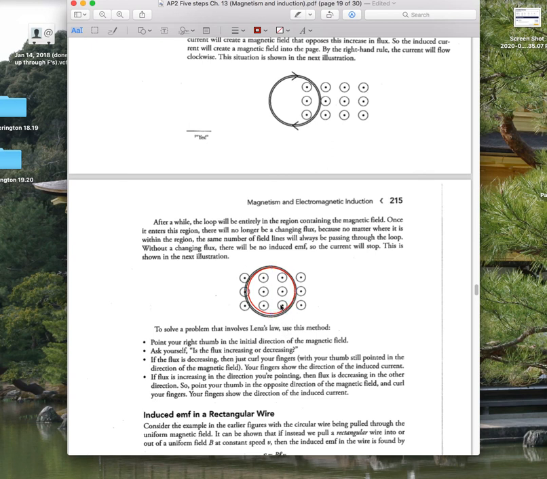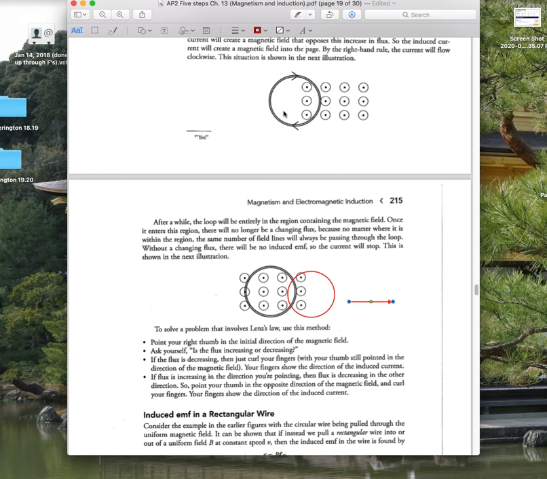However, if this thing is now moving out of the field, and again, we'll draw that as an arrow going to the right, now the flux coming out of the page is decreasing. So what we would end up getting is a current that's clockwise, or pardon me, counterclockwise. Why? Because a counterclockwise current will induce more dots, and that would oppose the decreasing dots.